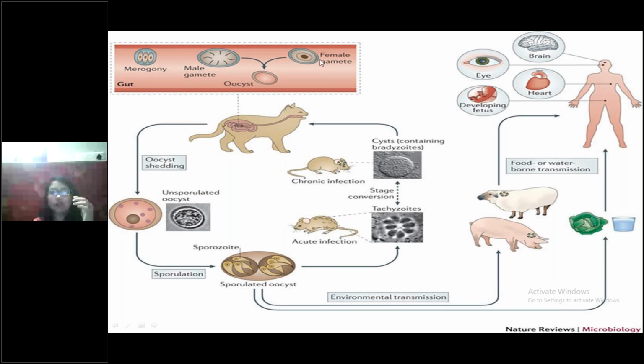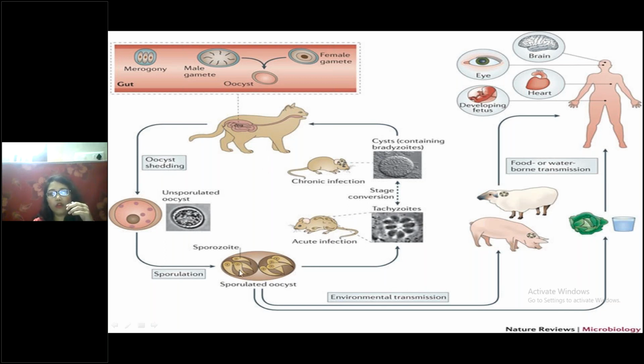The male gamete and the female gamete give rise to the oocyst, and this occurs in the cat. And what happens is the cysts which contain bradyzoites can be there in the rats. And this cycle usually goes on between the cats and the rats. And once the oocyst is shed, you can see that the cycle is going on.